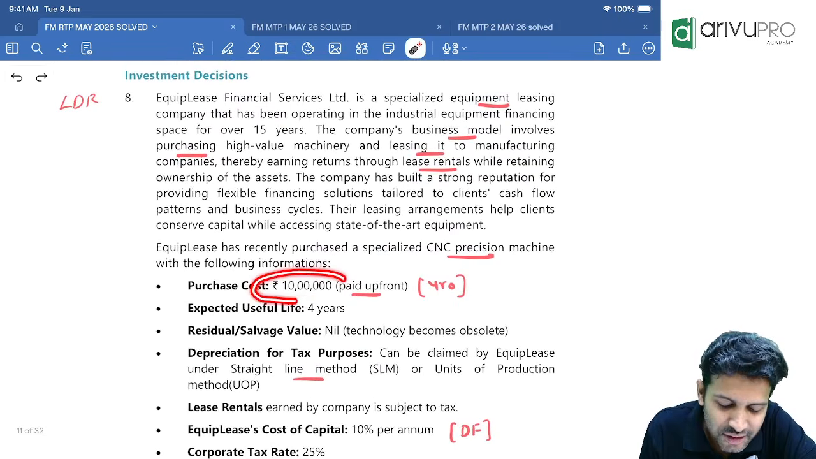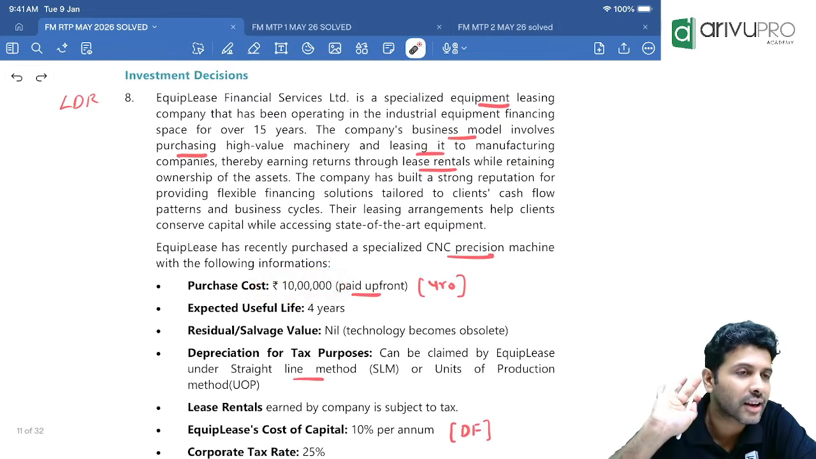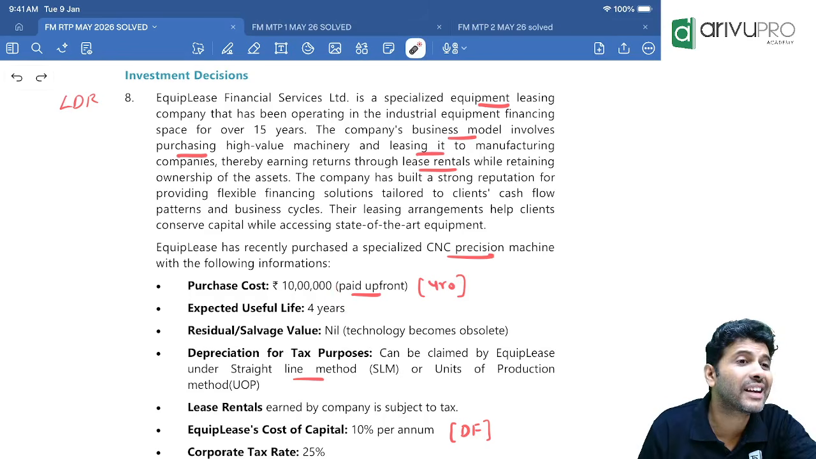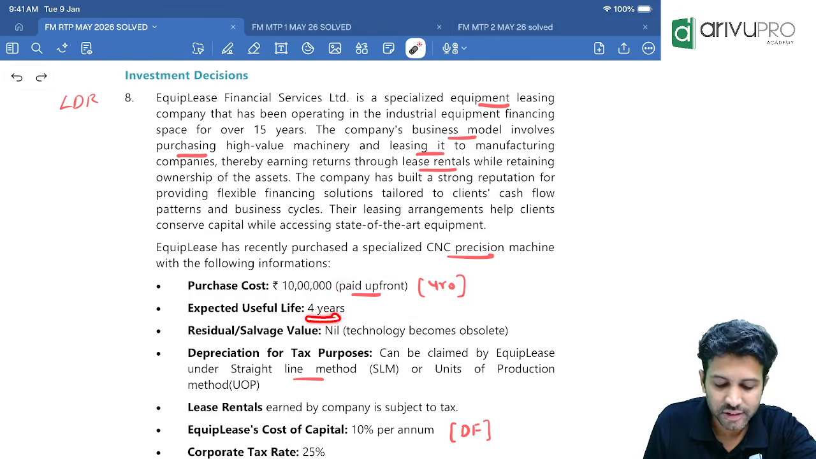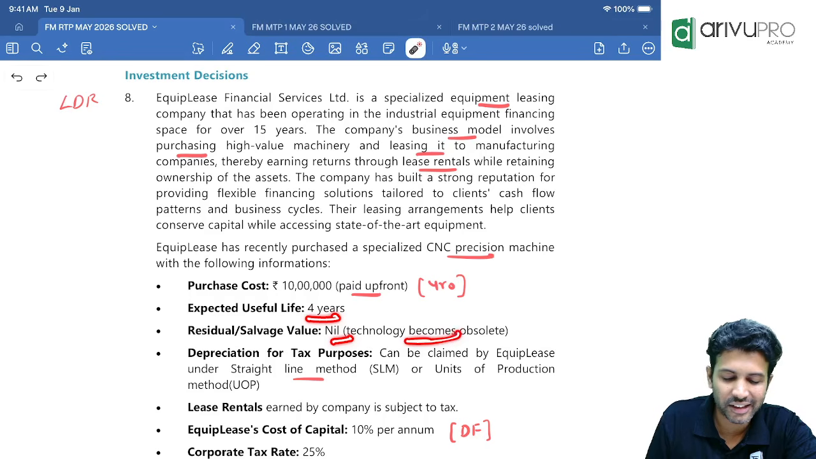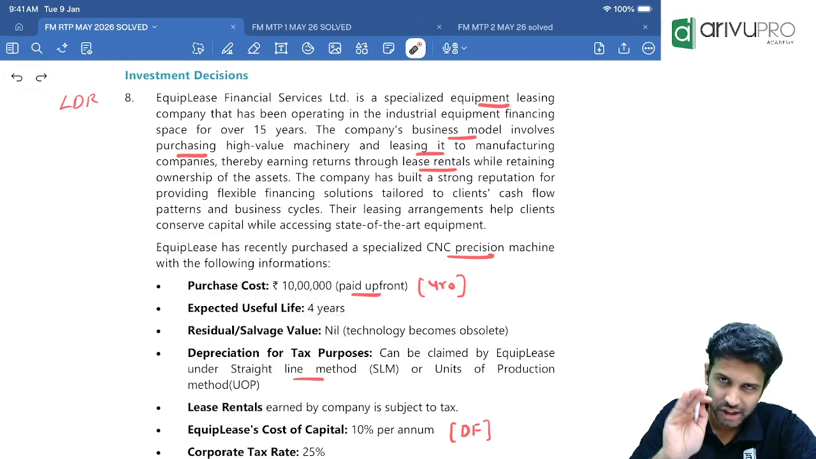You purchase the asset for how much value? 10 lakh. And the amount is paid upfront, at year 0. Useful life, 4 years. Salvage value, nil, because they're saying technology becomes obsolete. We can't sell the asset for anything. Depreciation, this is good, check.